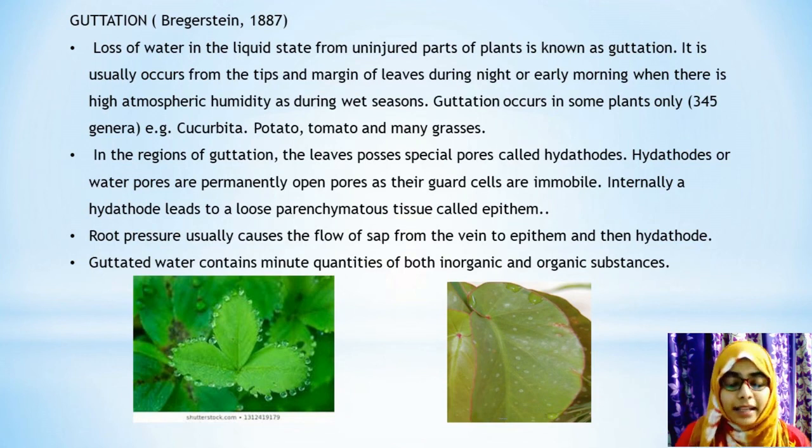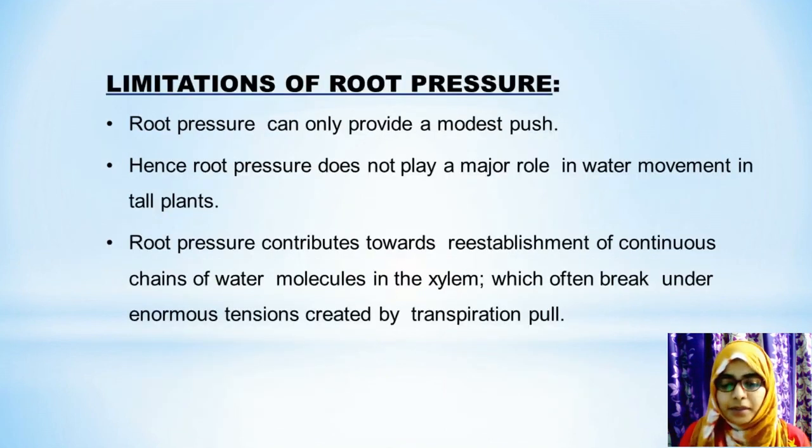So what is the next slide? What are the limitations of root pressure? This theory was not completely accepted, and there are certain limitations of this root pressure theory. Why it is not accepted is that root pressure can only provide a push to a certain height. It cannot push in long tall trees. The push is only to a certain height. Hence, root pressure does not play a major role in movement in tall trees.